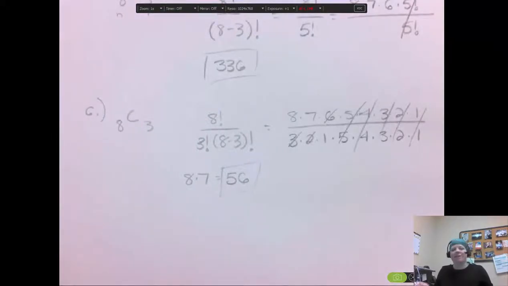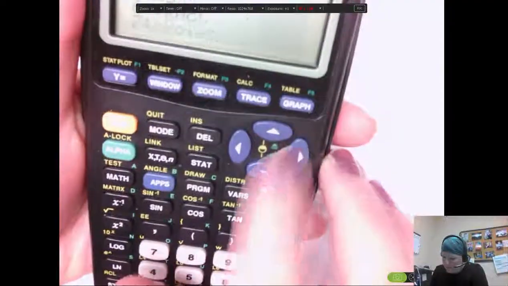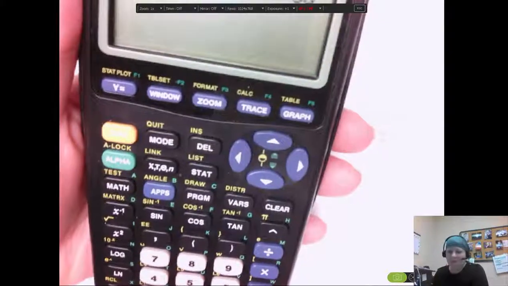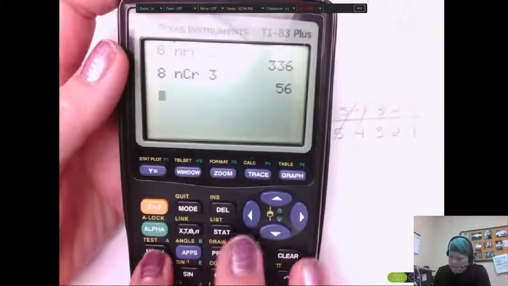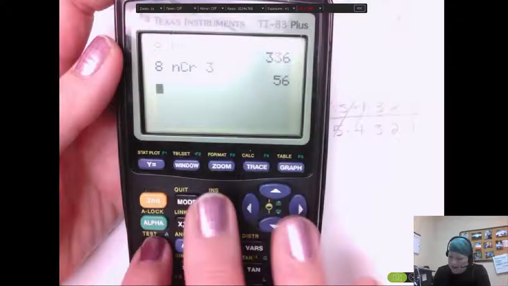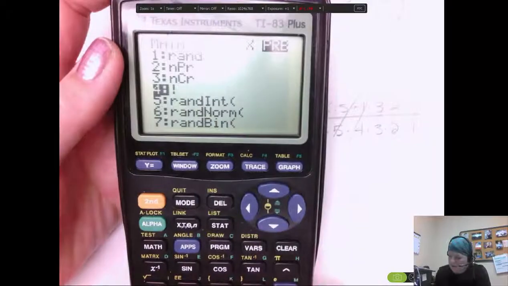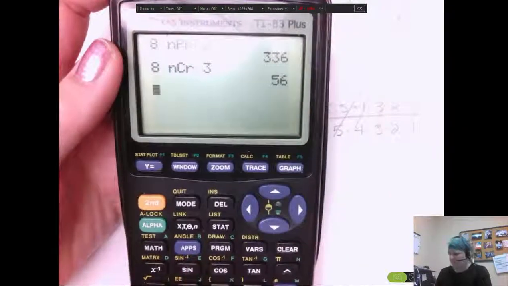So those are the same thing. And that's found in the same place on the calculator. So you'd hit 8, math, go over to probability, but this time go to combination, choose 3. You get 56. Oops, I didn't put it where you can see it. So you go 8, hit 8, go to math, go over to probability, go down to the C, and then you'll find it. 8, choose 3.